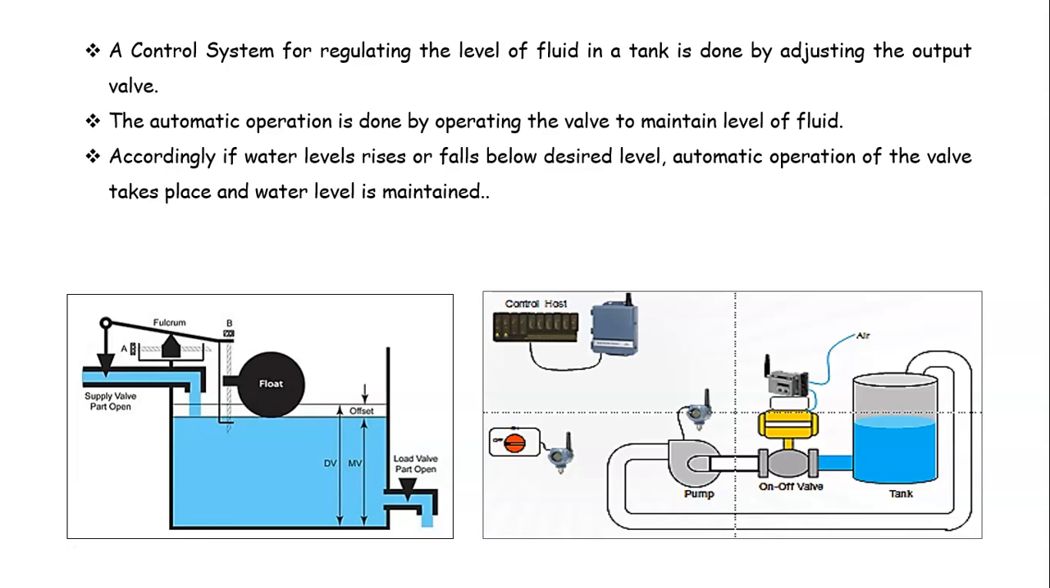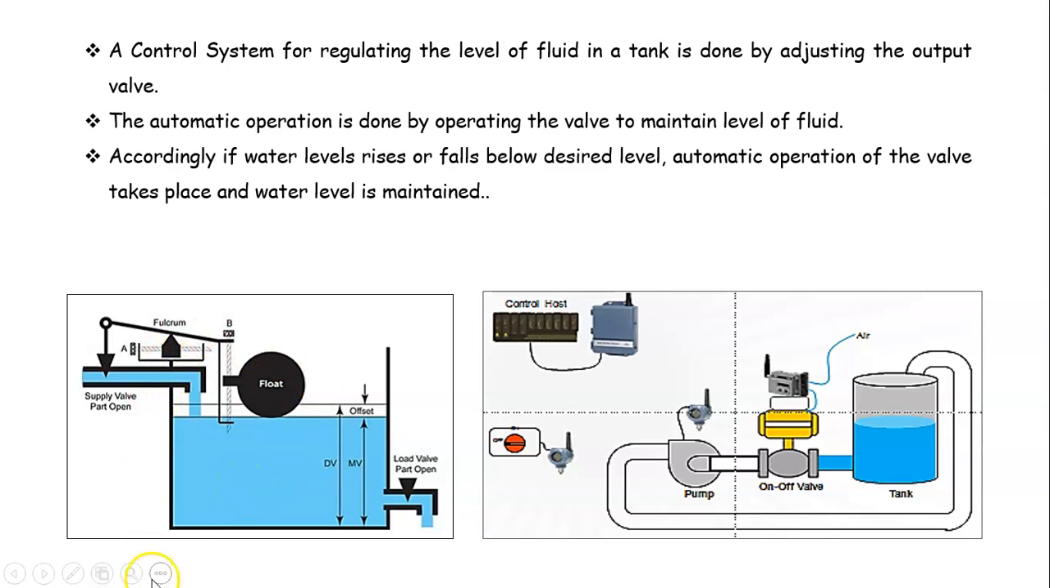A control system for regulating the level of fluid in a tank is done by adjusting the output valve. The automatic operation is done by operating the valve to maintain the level of fluid. Accordingly, if water level rises or falls below desired level, automatic operation of the valve takes place and water level is maintained. Now see this diagram, that is an automatic control system to regulate the flow of water in the tank.